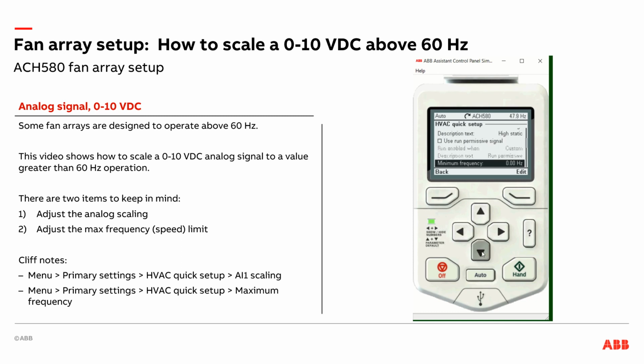So I'm going to come down to here, and you see this maximum frequency 60 hertz. So now I need to change that limit on my maximum frequency to also be 72 hertz. So I've changed my analog scaling, I've changed the limit on the drive, and there you go. This drive will now give you 0 to 72 hertz when you have a 0 to 10 volt input.